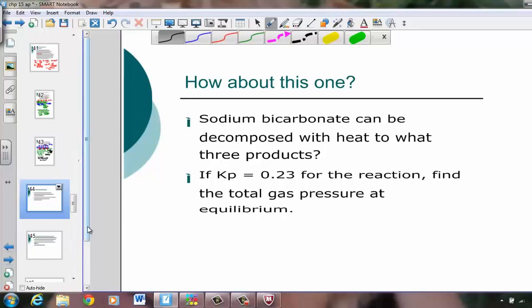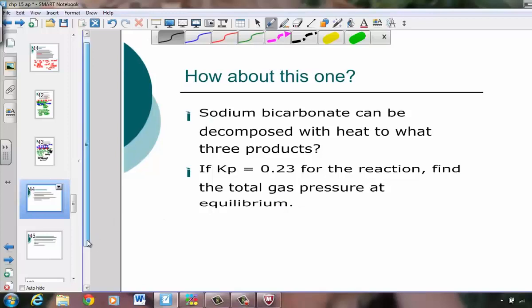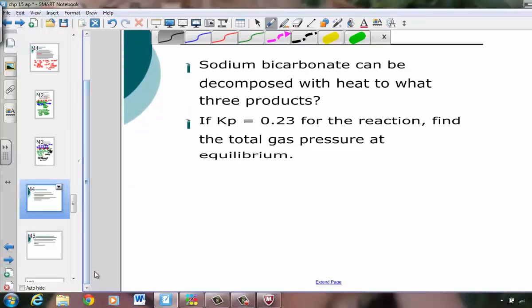How about this one? Looking at the last one here, we're on page 9 still on our notes. Sodium bicarbonate can be decomposed with heat to what three products? Well, sodium bicarbonate, NaHCO3, decomposes to give three products.